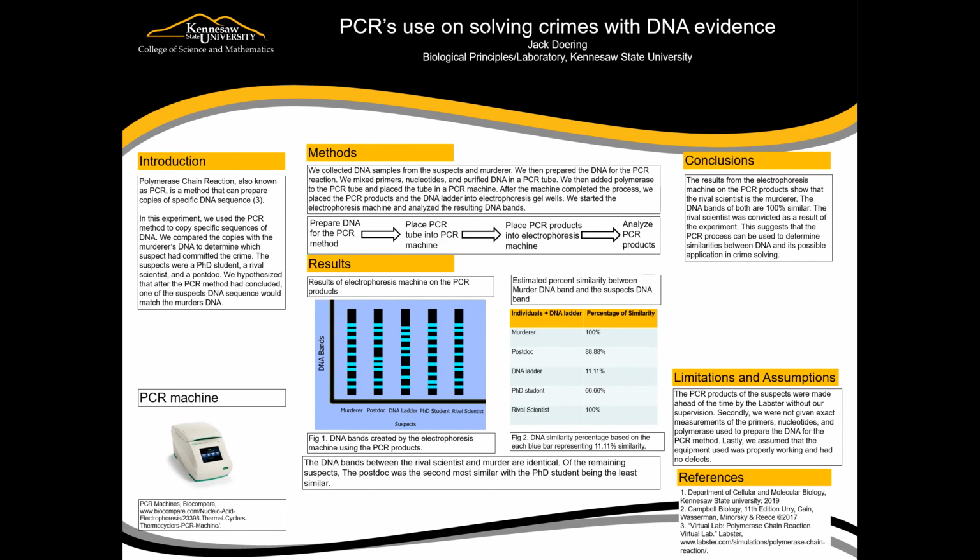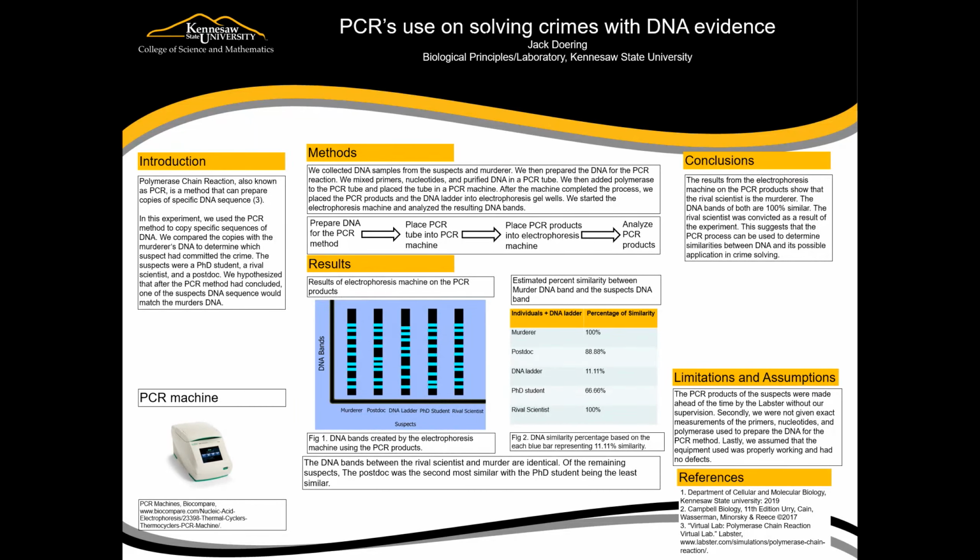Hello, my name is Jack Doering, and I did my post-lab on PCR's use in solving crimes with DNA evidence. PCR is short for polymerase chain reaction. It is a method used to prepare specific DNA sequences for copying.